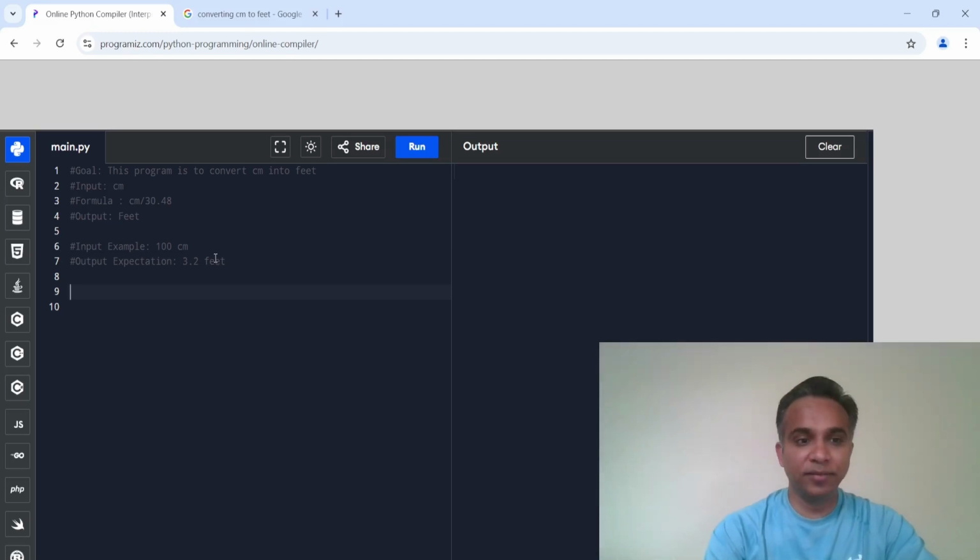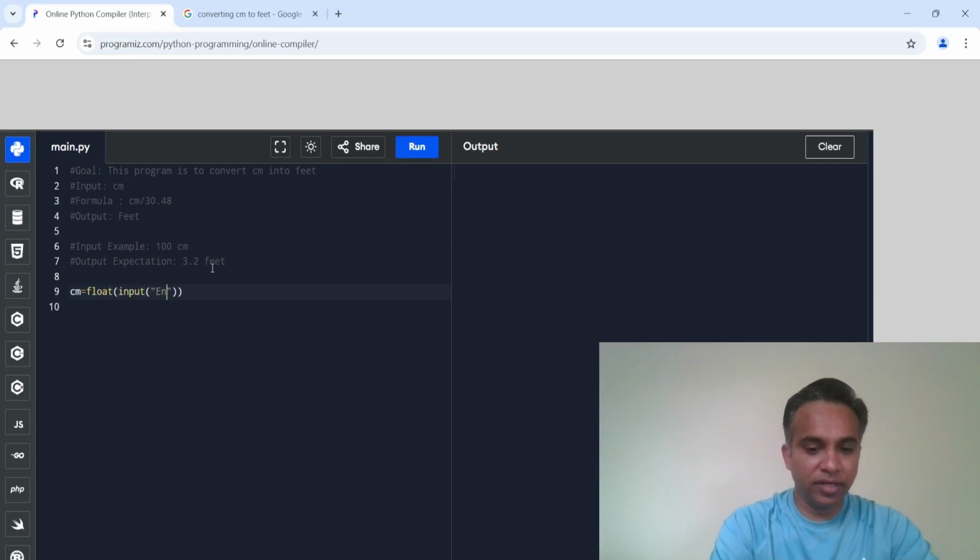Now let us write the program. The first is taking the input. So input is in centimeter. So centimeter is equal to float because we are expecting fractions. Input, enter the centimeter.